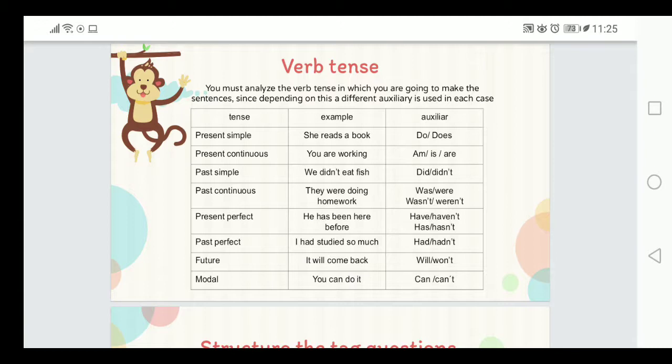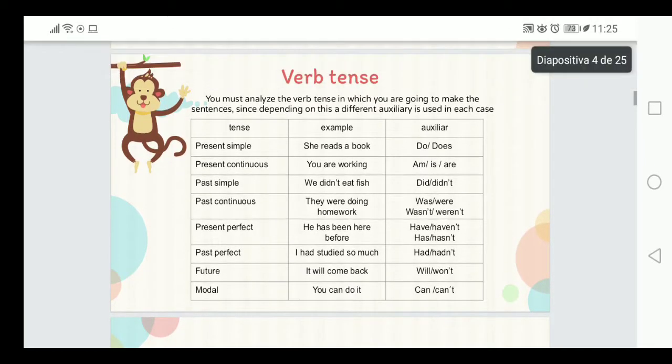Then, the auxiliary verb to be. In present, am, is, are. In past, was, were, wasn't, weren't. In the perfect tenses we use have. In present, has, hasn't, haven't. In past, had, hadn't. In the future, will, won't. And the modal, in this case, is can or can't.